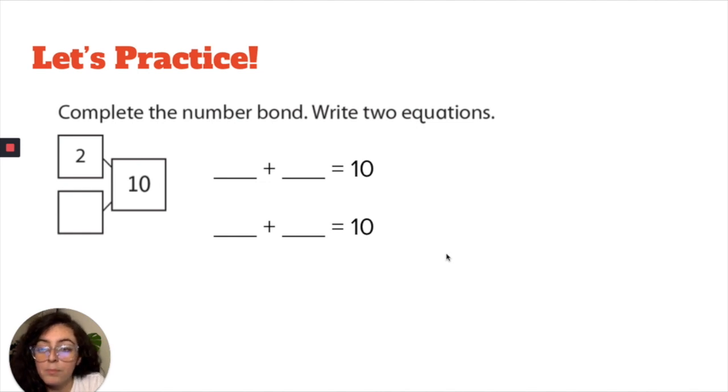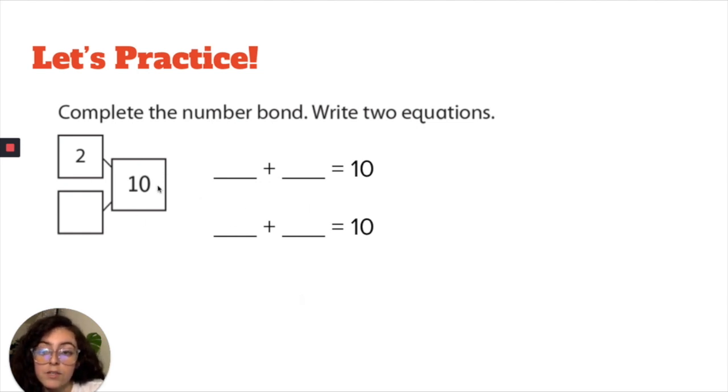Okay, so our first problem says, complete the number bond, write two equations. Now, they're asking us to write equations, but I don't know if it's an addition equation or a subtraction equation, so I'm going to check. And looking at my number sentence, I see that there is a plus sign and another plus sign. So we're definitely going to be doing an addition equation here.